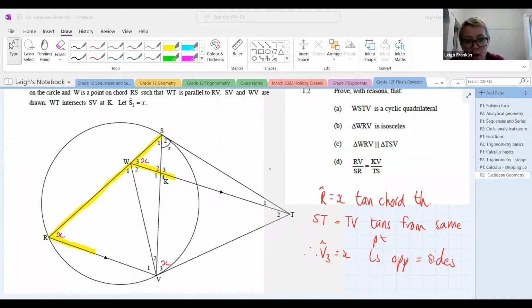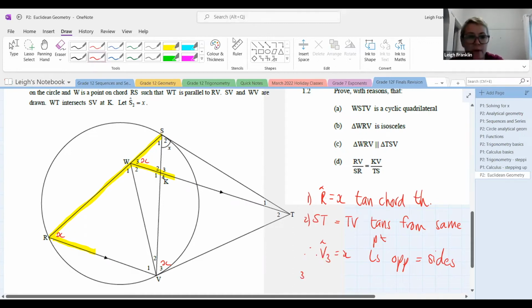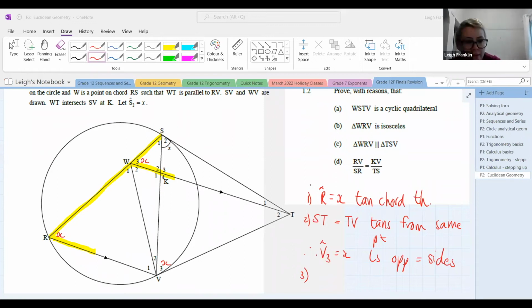So the first one was R. The second one was V3. And the third one, who was it that did that third one so well? It was very nice. Well done. Okay, so now W3 equals, and I'm using corresponding angles. I must name the parallel lines. Okay, so RV parallel to WT. And now you've got 6 out of 6. Statement, reason. Statement, reason.